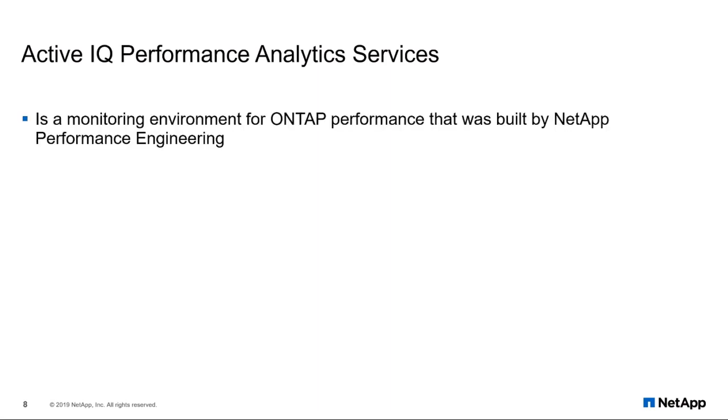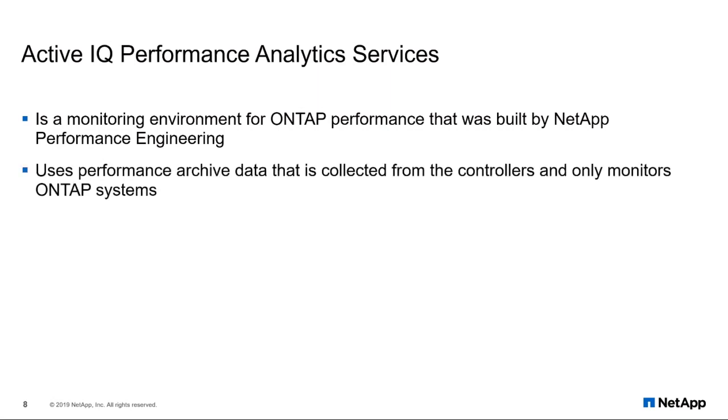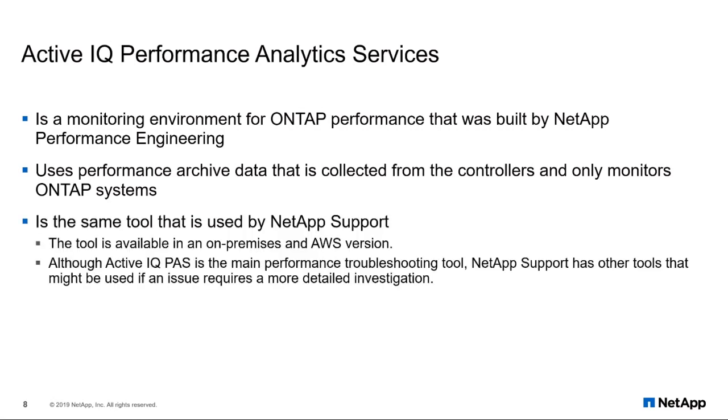ActiveIQ PaaS, or AIQ PaaS for short, is a monitoring environment for ONTAP performance that was built by NetApp Performance Engineering. ActiveIQ PaaS uses performance archive data that is collected from the controllers and only monitors ONTAP systems. ActiveIQ PaaS is the same tool that is used by the NetApp Performance Support Team, although not all the dashboards that are used by the support team are available to customers.